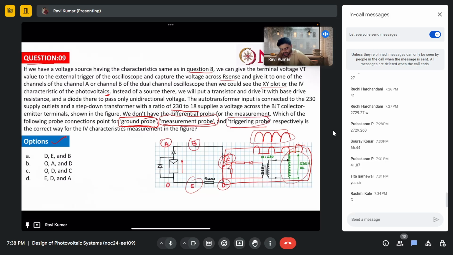So simple thing, if we need to get IV here, so ground should be this one. So D should be the ground. Then measuring and triggering, because we are getting current from this R sense, across this we can measure, and we can use this circuit as a trigger, so we can use this B as a trigger point. So the answer here will be A. If you have not gone through the lectures, you should. Answer here is A.